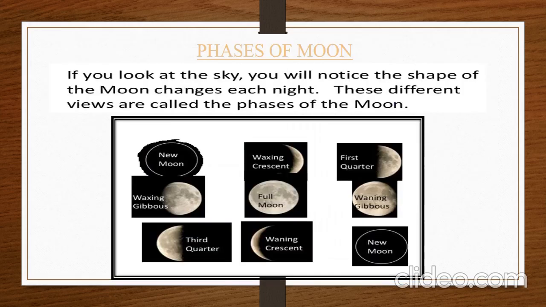Now we have discussed so many things about the star, the sun. Now it's time to discuss the moon. Okay? If you look at the sky, you will notice the shape of the moon changes each night. These different views are called the phases of the moon.